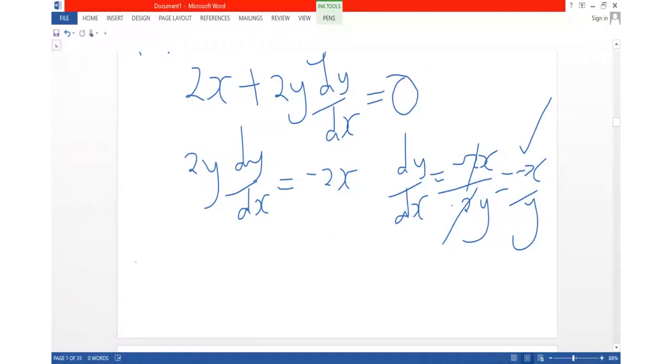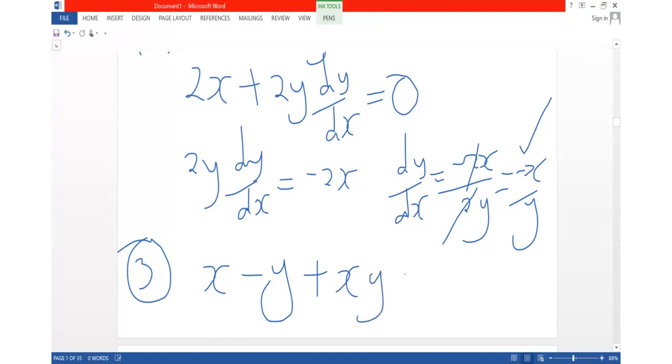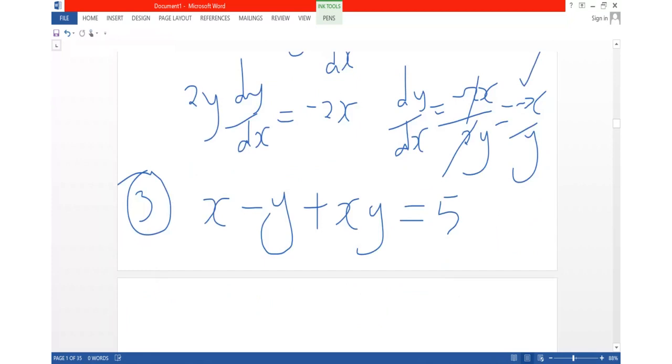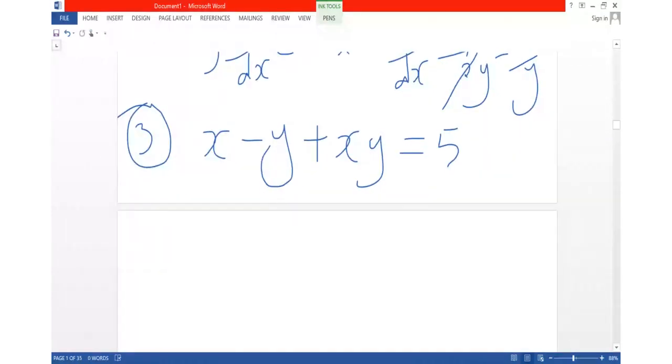Number 3. x minus y plus xy is equal to 5. We do this one. Again, the same procedure. The x using the power rule. This one is power 1, so the power will come down, you reduce the power by 1. So when you differentiate x, you end up with just number 1 minus.